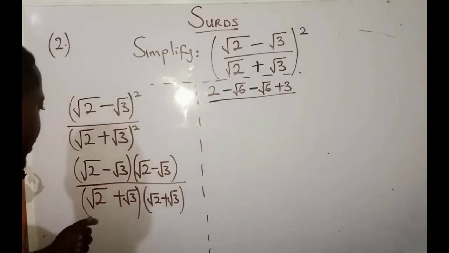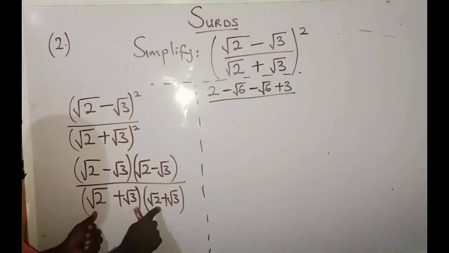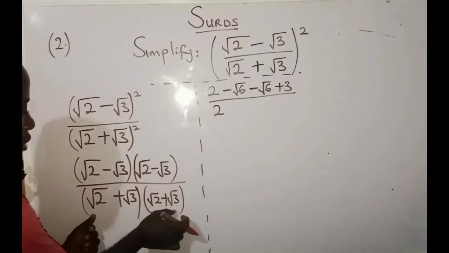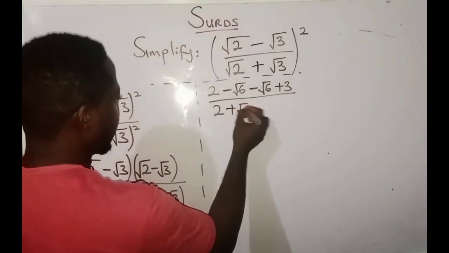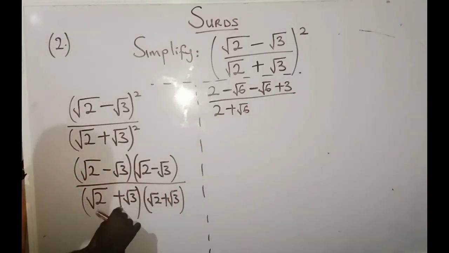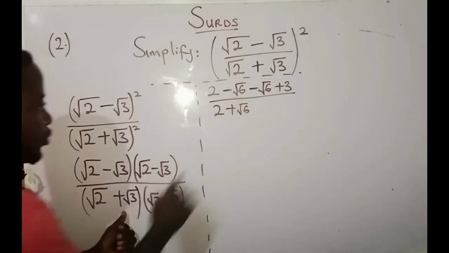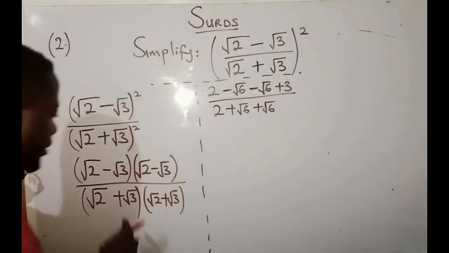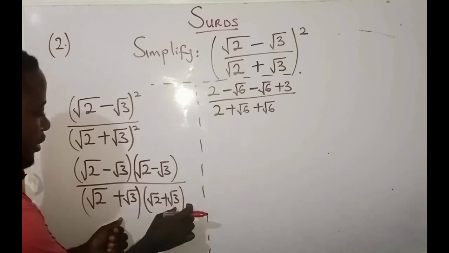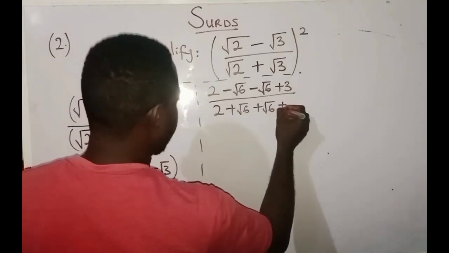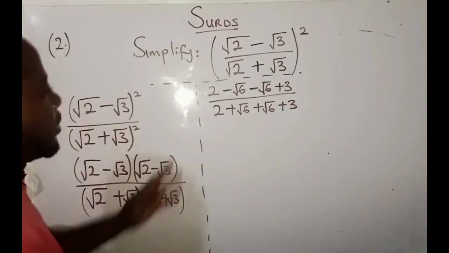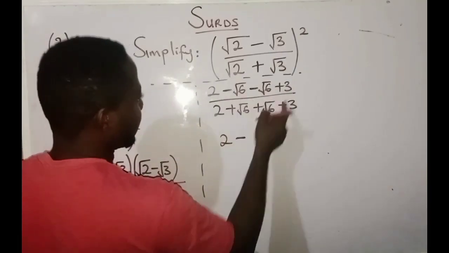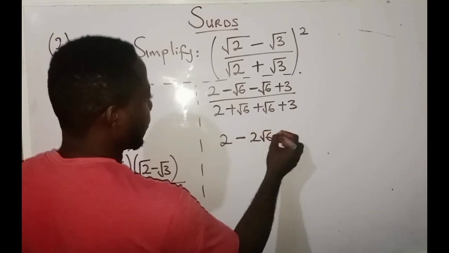Divided by, okay, root 2 multiplied by root 2, that's going to give us 2. Root 2 multiplied by plus root 3, that's going to give us plus root 6. Then plus root 3 multiplied by root 2, that's going to give us plus root 6. Then plus root 3 multiplied by plus root 3, that's going to give us plus 3. Alright, so the next thing now is to say 2 minus 2 root 6 plus 3.